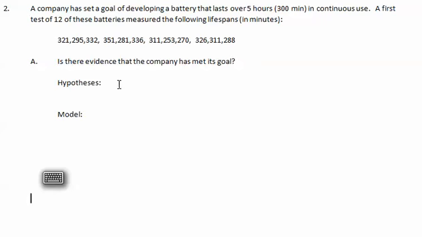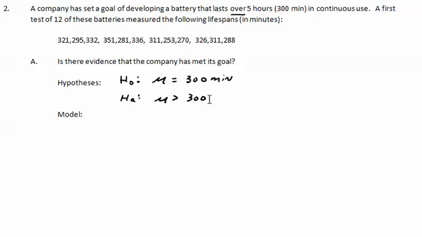So I'm going to set up my hypotheses. My null hypothesis is that the mean is 300 minutes. Then my alternative hypothesis, if they want to say that it lasts over 300 minutes, so I'm going to do mu is greater than 300 minutes. Note that these always must have the same value. Okay, now I'm ready to do my model.